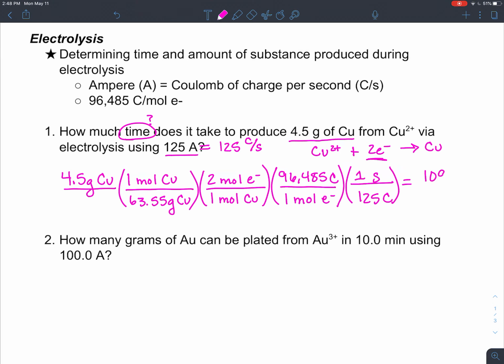I went ahead and calculated everything ahead of time, so I get 109 seconds. We see that there are only 2 significant digits in the 4.5 grams, so with sig figs, I would call this 110 seconds.